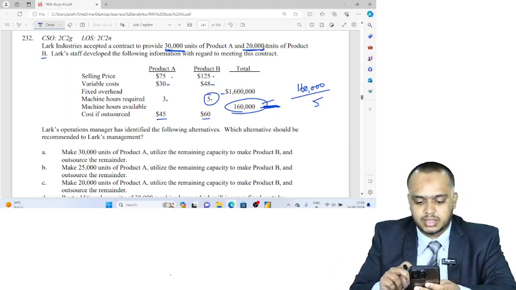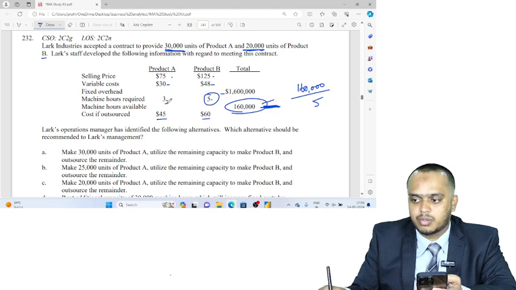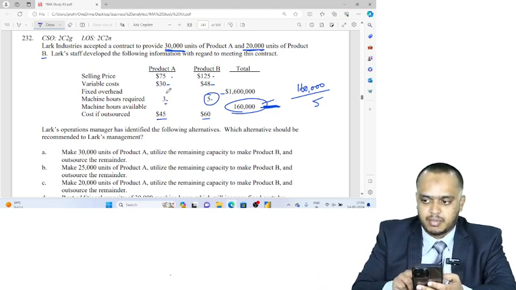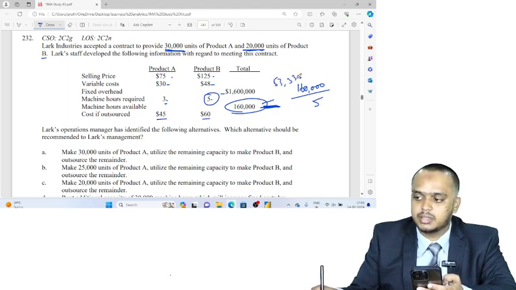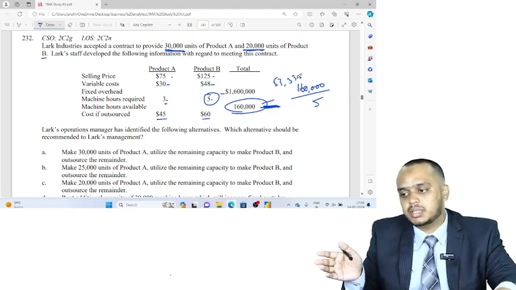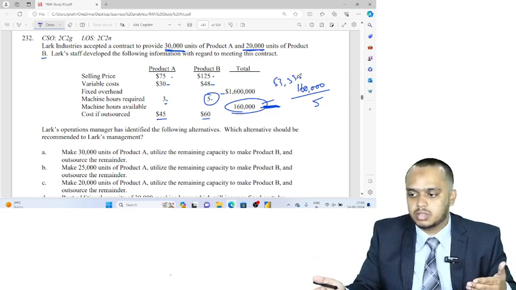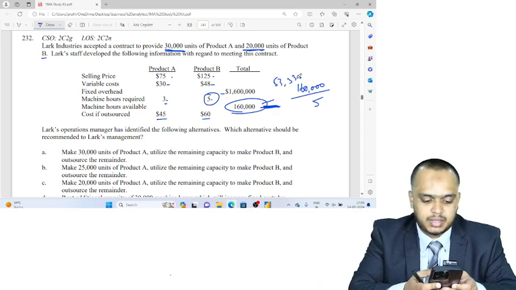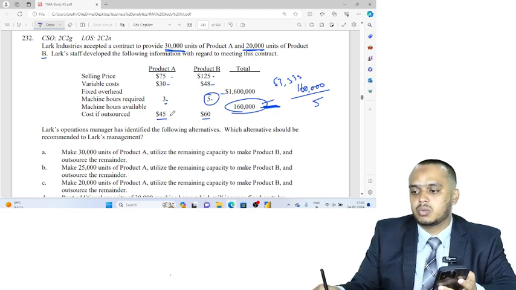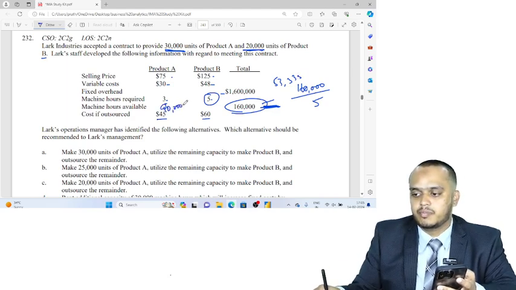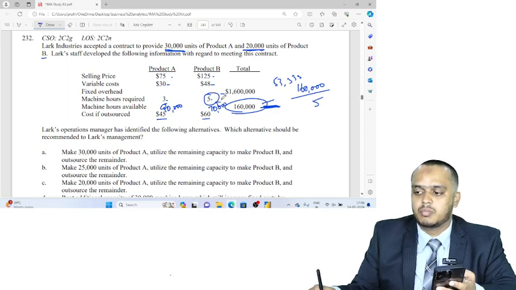So again, 160,000 divided by 3, let us take how many products of A I can make. I can make 53,333 units. So I am having enough capacity. Either way I can go with both. For example, 30,000 into 3, this one is taking 90,000 hours. Remaining, how much do I have? 160,000 hours, right? So I have 70,000 more hours which I can allocate to product B.